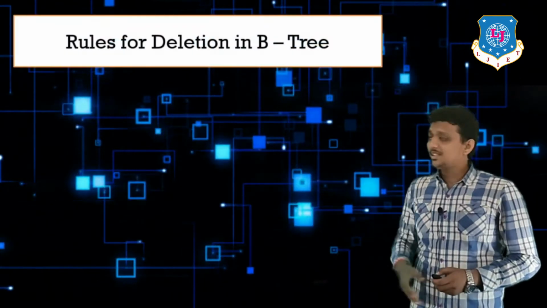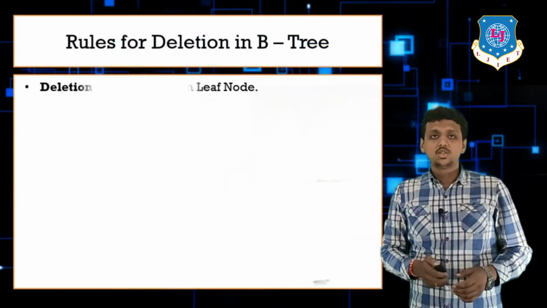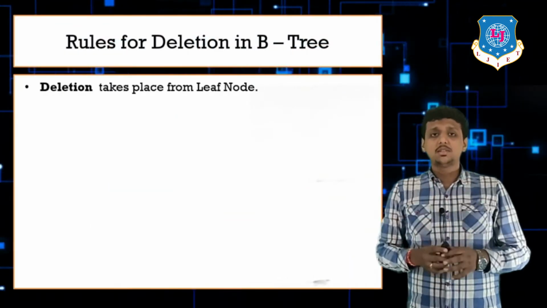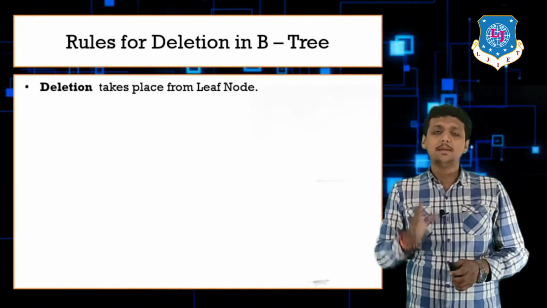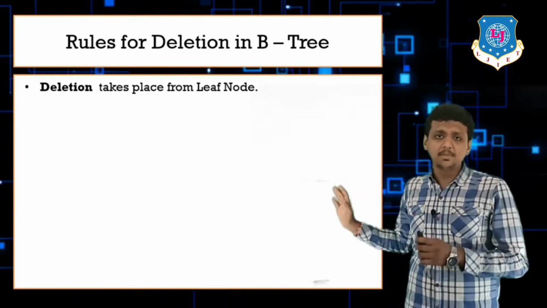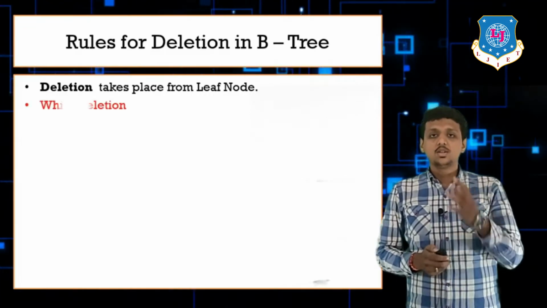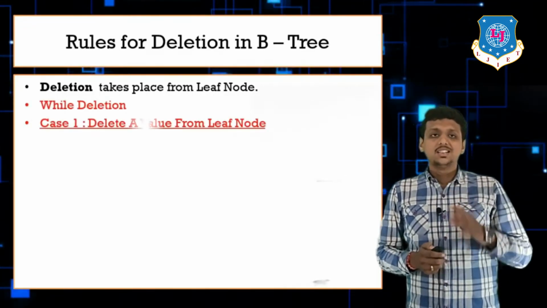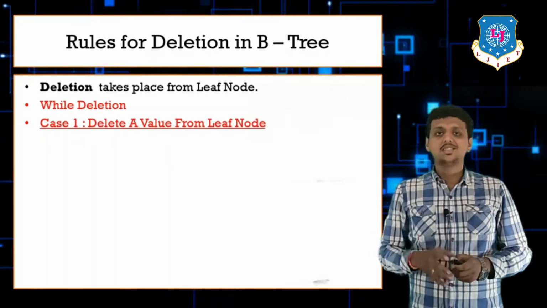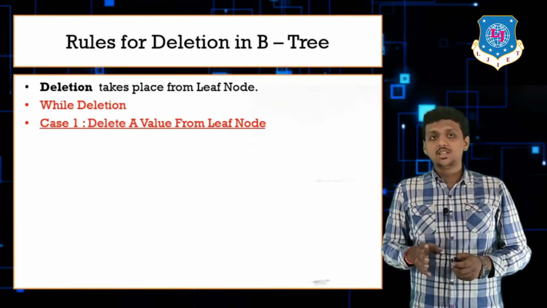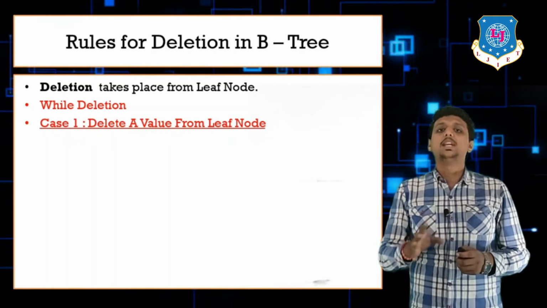So here are some rules for the B tree deletion. Students, I suggest please kindly bring your notebooks and pen with you because these rules are very important for the further deletion process in B tree. Okay. So while deleting, students, there are different cases to be considered. So first is deleting a value from a leaf node.